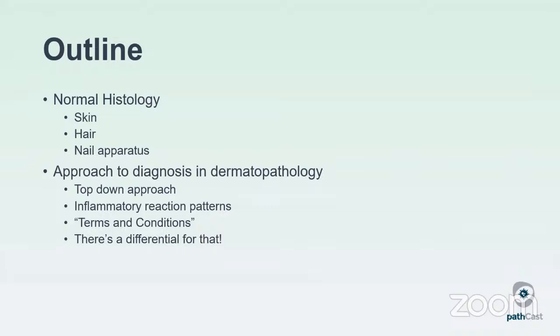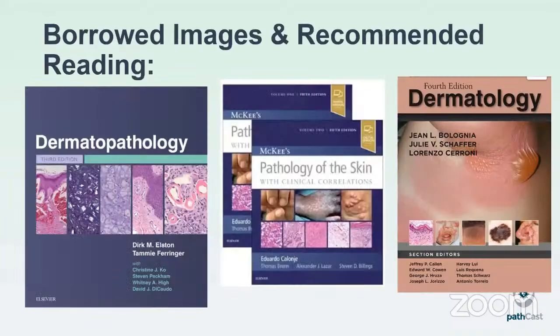Then in the second portion of the class, we'll talk about just a general approach to dermatopathology diagnosis, some terms and conditions, and important differentials. For this lecture, I borrowed lots of images from Dr. Elston and Dr. Ferringer's book on dermatopathology. This is, I think, my all-time favorite DermPath introductory level textbook.